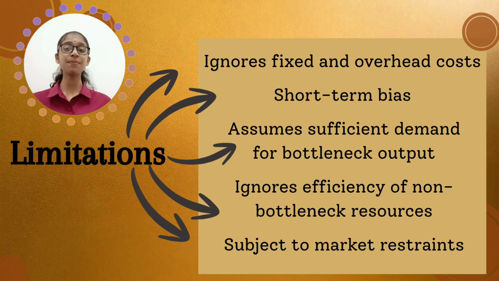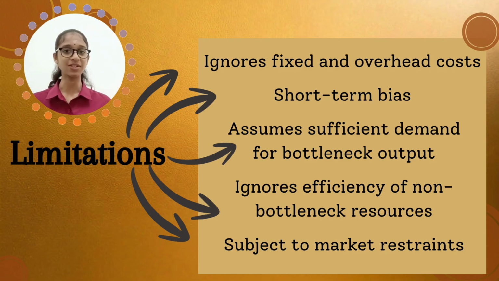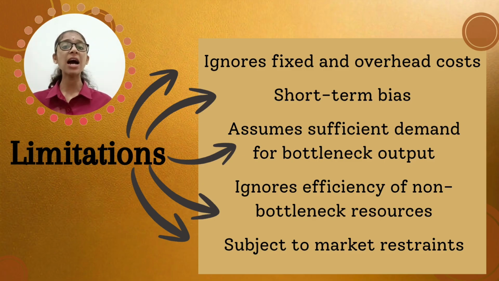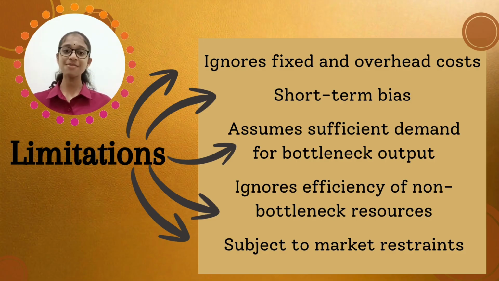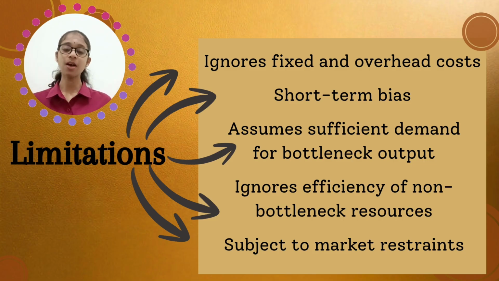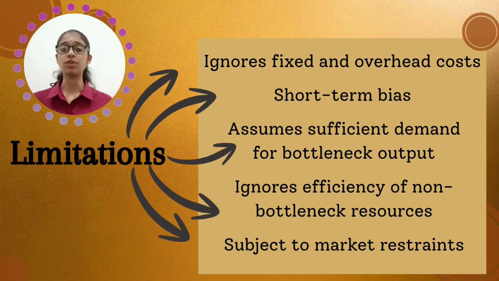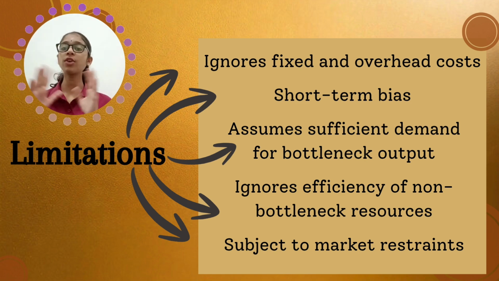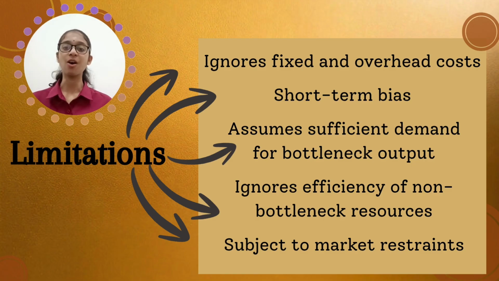Another limitation is that TPAR assumes there is sufficient demand for products produced using the bottleneck resources. In reality, customer demand may be limited, and producing more of a high TPAR product does not guarantee that all units can be sold. Therefore, market demand must also be considered when making decisions. Furthermore, TPAR focuses heavily on bottleneck resources and may ignore the efficiency of non-bottleneck operations. While improving bottleneck performance is important, inefficiencies in other areas of the production process can still affect the overall organizational performance and should not be overlooked.